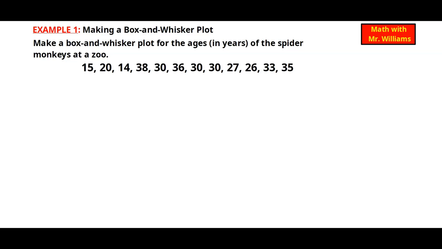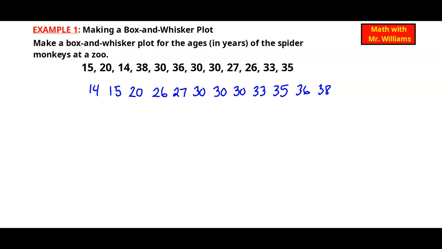So here we have all the different ages, and we're going to go ahead and put those in order. So our first number would be 14. Then we have 15, 20, 26, 27, 30, another 30, another 30, 33, 35, 36, and 38.